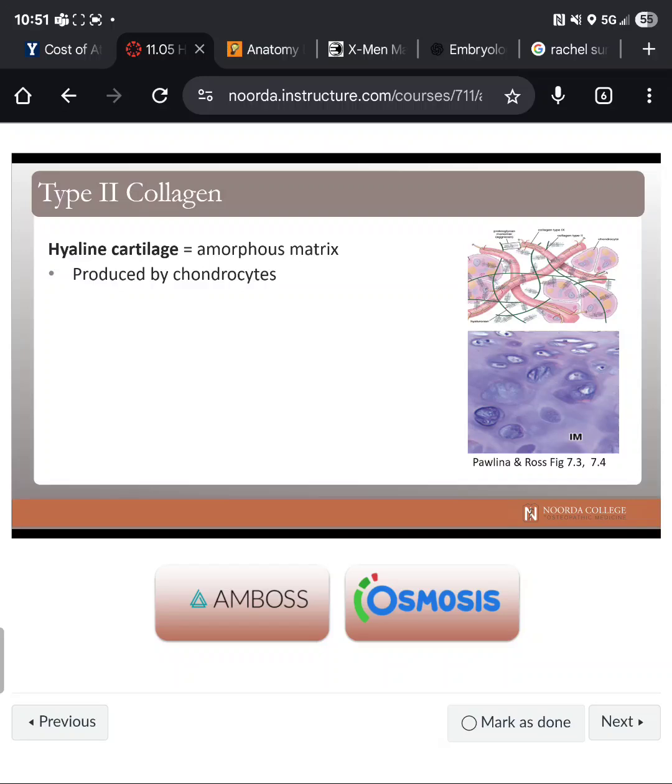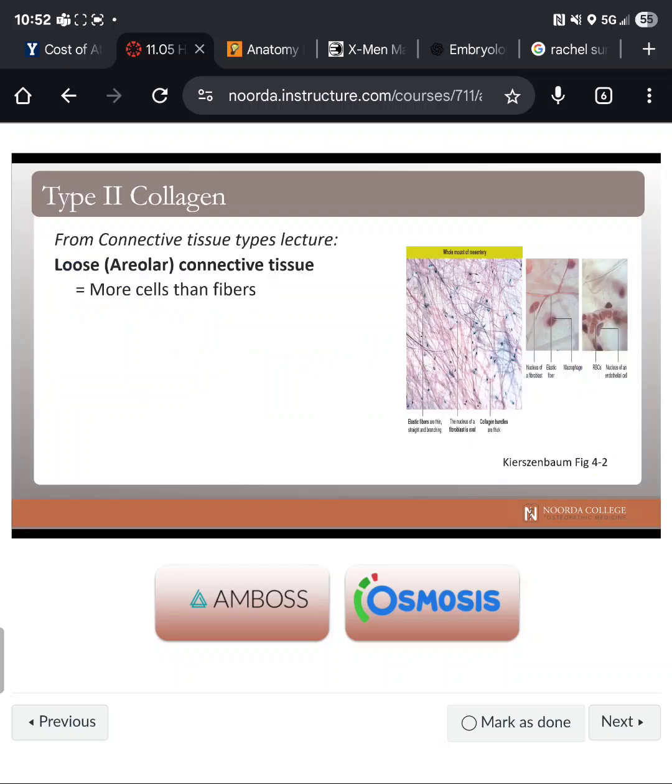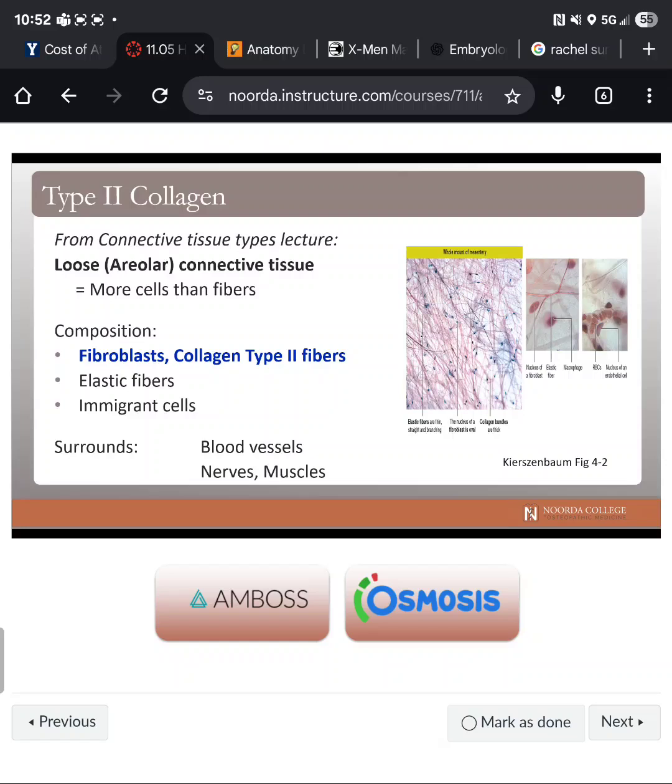Type 2 collagen, hyaline or elastic cartilage, right? These are produced by chondrocytes. Besides collagen type 2, hyaline cartilage also has extracellular matrix, which is comprised of proteoglycans and glycoproteins. Remember the mnemonic cartilage, main role is for structure, support, and cushioning. Where do we see this? Hyaline cartilage can be seen in joints, intervertebral disc, knee joint, nose, larynx, trachea. Type 2 collagen, I mentioned this, can also be seen with loose areolar connective tissue. And so it provides that kind of structural support of the loose connective tissue. And you commonly see this as a support tissue around blood vessels, nerves, and muscles.